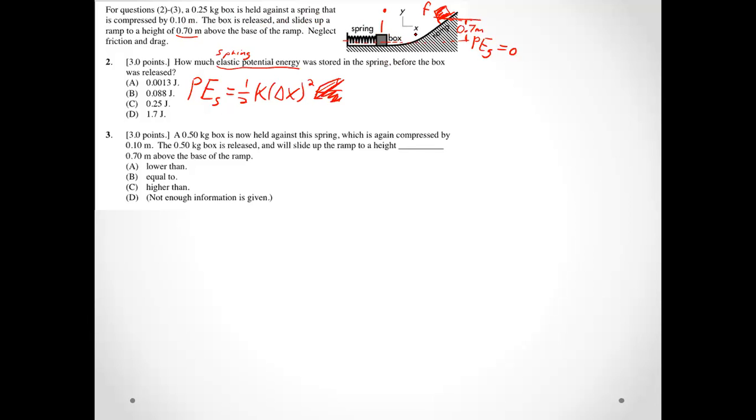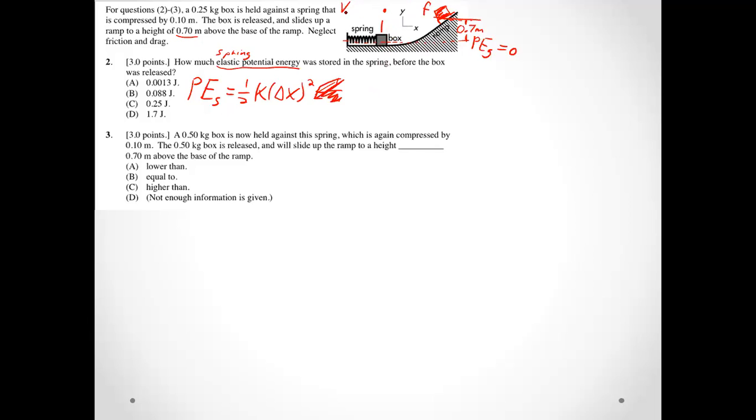Problem one, step one, draw a sketch. Step two, label the initial state. And step two, label the final state. Step three, label this PEG equals zero. So there are a lot of steps in there, but you see we just did four steps in a very short amount of time. And now we really want to think about the initial state and the final state more.